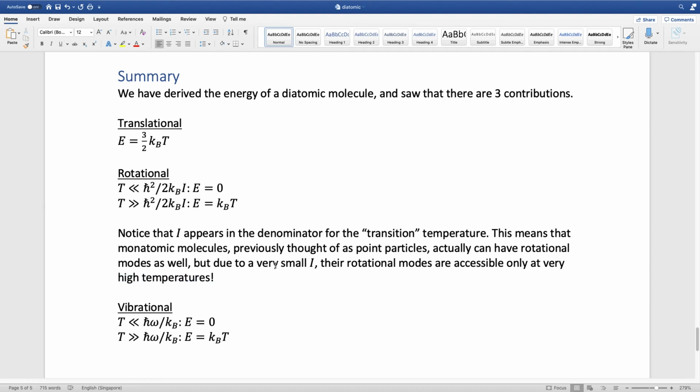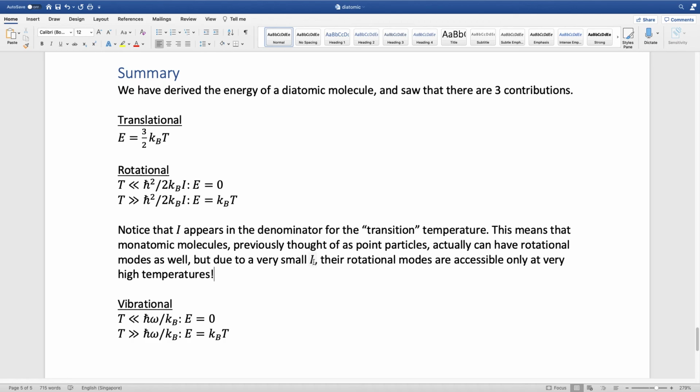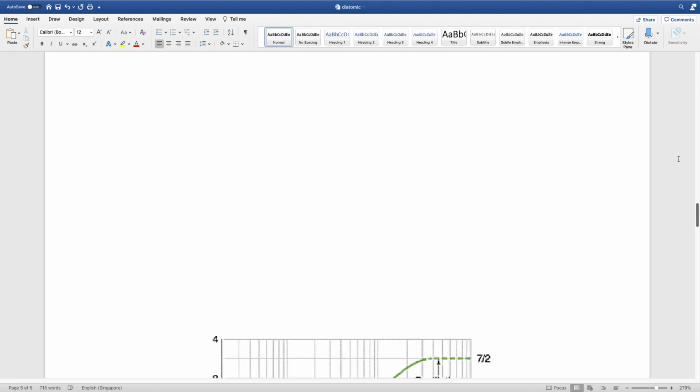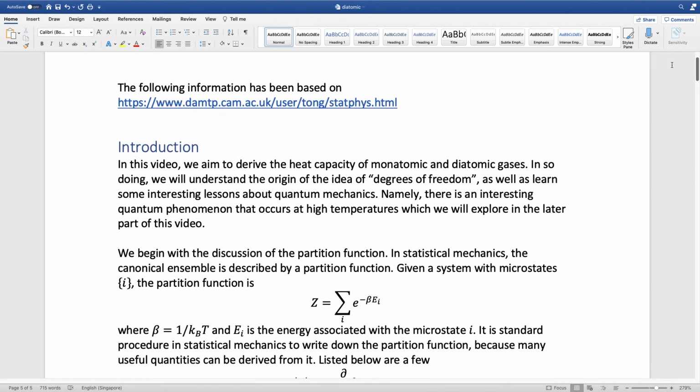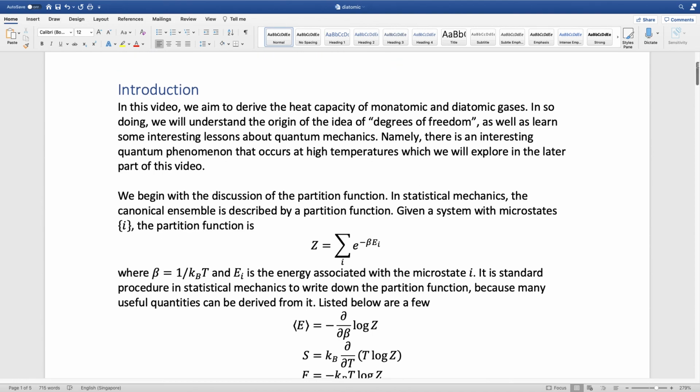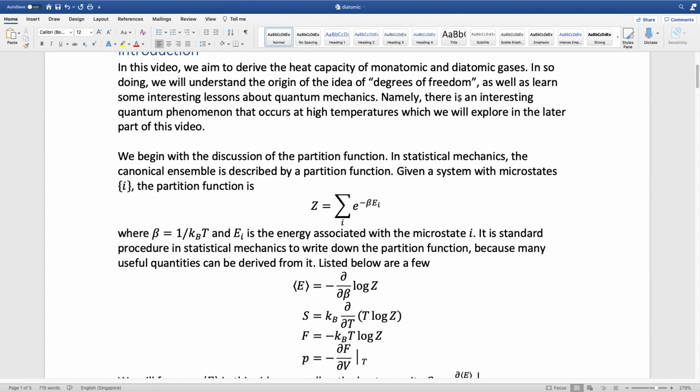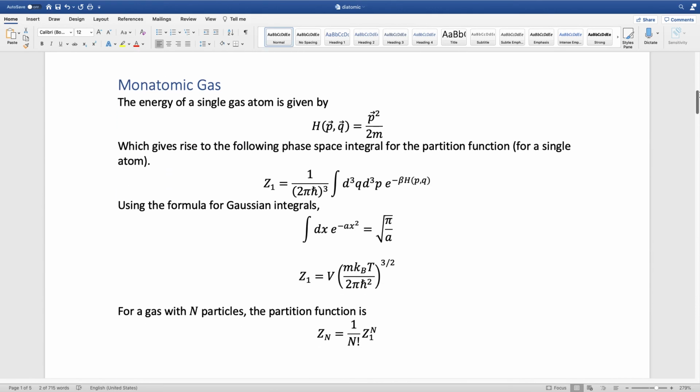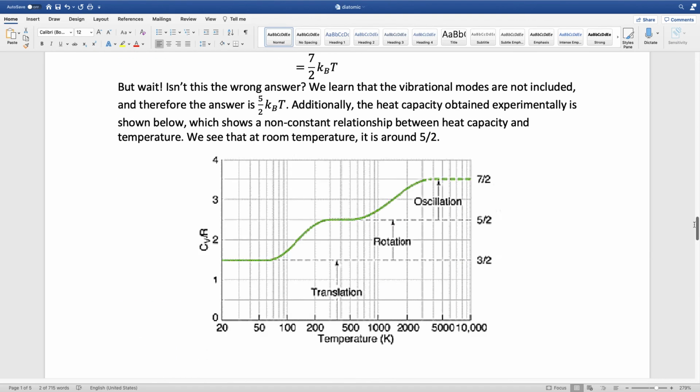That is why we just take the energy of monoatomic gases to be 3 over 2 instead of 5 over 2, because to access their rotational modes, to get 5 over 2, we need really high temperatures. So I hope that clarifies some doubts you have about heat capacity and degrees of freedom, and I hope that this video has been insightful to you, in that you have learned how we can apply statistical mechanics and how quantum mechanics is relevant to high temperature observations like these.